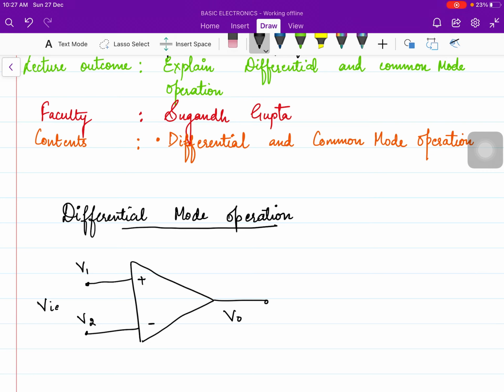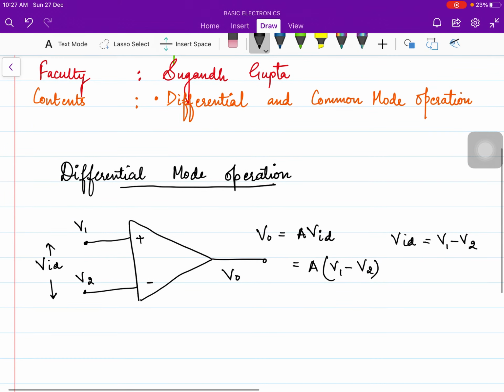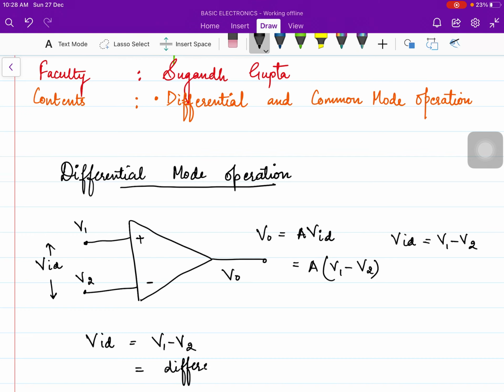The difference of the two voltages will be VID, because you know that V0 is equal to A into VID. That is the differential input. So how will you take it? VID is given as V1 minus V2, isn't it? We have already read it in the previous lecture. So this is the differential input, VID equals V1 minus V2, because it takes the difference of the components.